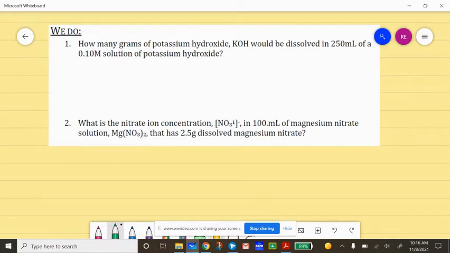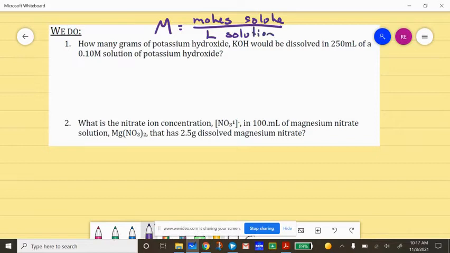So using the formula for molarity, I'm going to go ahead and use purple. Molarity equals, again, moles of solute, that's what you're dissolving, per liter of solution. We know molarity. We know the volume, so we need to figure out really grams of potassium hydroxide by finding out moles first. I'm going to use dimensional analysis for this because molarity is a conversion factor right here.